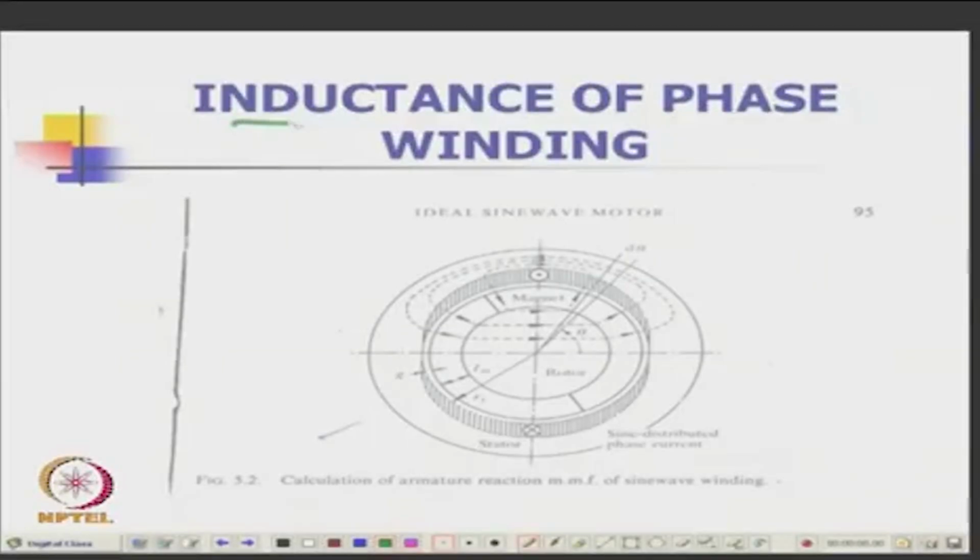Now, there is a term called the inductance of a phase winding. We define an inductance. What is inductance? You have the stator winding, you pass a current. What will it do? It will produce a rotating magnetic field, and whatever flux is produced divided by the current, you call it inductance.